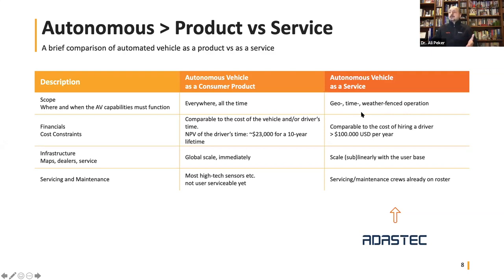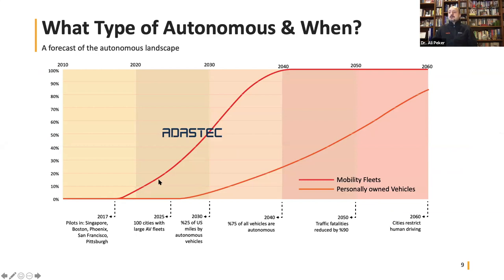Also, if you are doing a consumer product, it should run in every weather condition. But to keep the sensor cost down, you can target maybe less severe weather conditions in autonomy as a service. Also, other than the safety, economy is already there in fleet operations, since you are optimizing the labor, not only the driving time of a single driver. So we expect that it'll scale linearly with the user base, and it's much easier to service. That's why commercial fleets are expected to be automated much faster than personally owned vehicles. And as ADASTEC, we are targeting this curve to deploy our services much earlier.